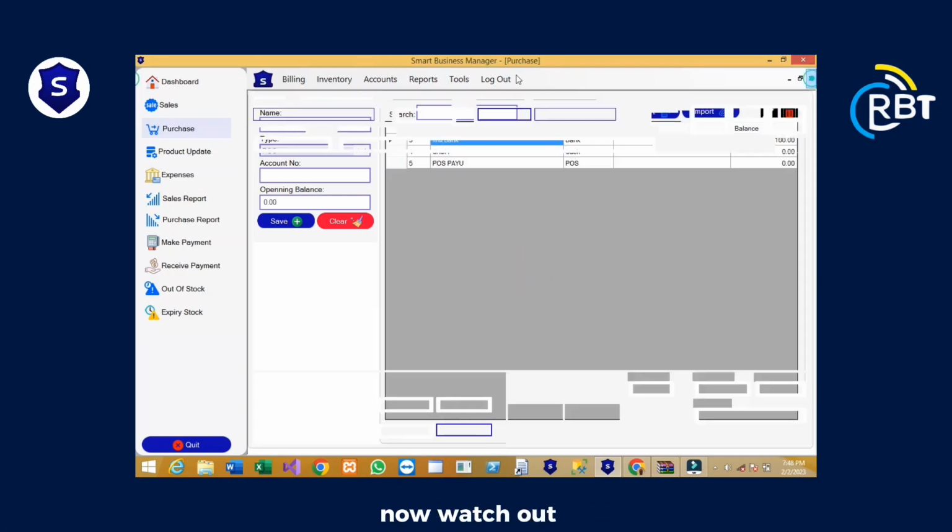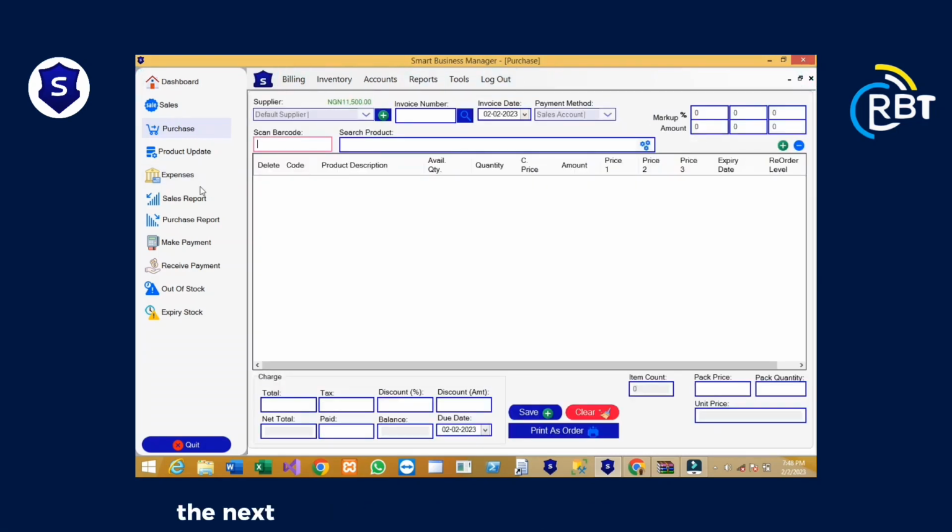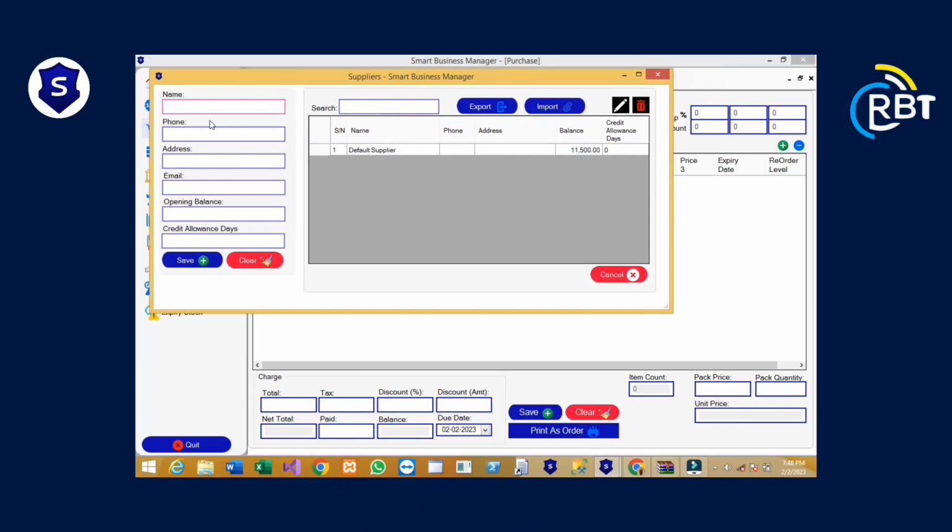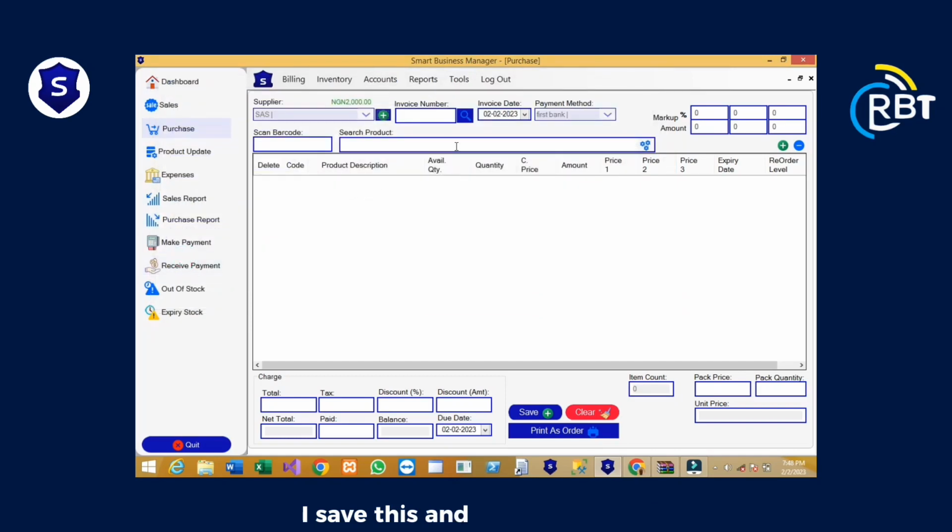I'm not going to use them. Now watch out what is going to happen now. The next thing I would just want to explain to you is purchase. The same thing that happens when you are selling is the same thing that will happen when you are buying a product, right? Now imagine you are buying this product from a particular supplier called SAS. That is the supplier I'm buying from, and as at the moment I'm buying this product from this supplier, I'm owing this supplier 2,000, right? So I save this and it comes here. So you can see I'm owing this supplier 2,000.